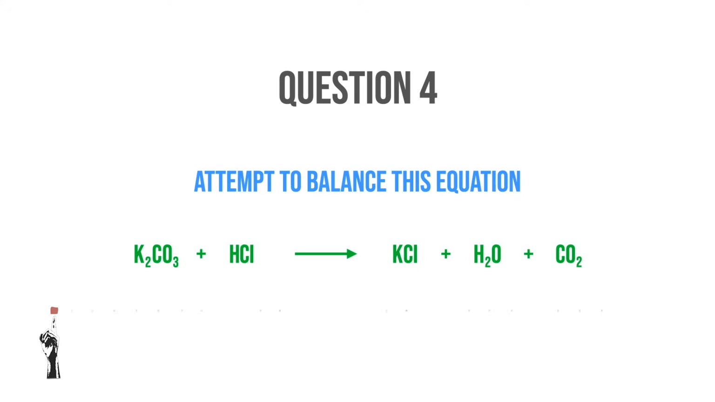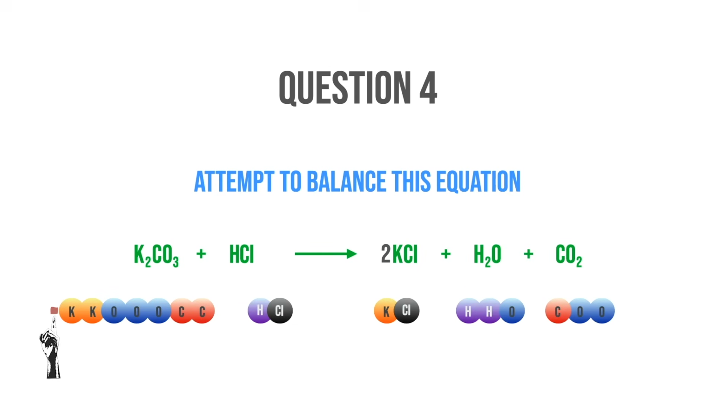In order to balance out the potassium atoms, we will need to add a 2 in front of potassium chloride on my right-hand side. Now, when I placed this 2 in front of potassium chloride, not only did I double the amount of potassium atoms on my right-hand side, but also the number of chlorine atoms. You will also notice that water has 2 hydrogens, but my acid only has a single hydrogen atom. Therefore, if I were to place a 2 in front of hydrochloric acid, it would not only balance out the added chlorine atoms, but also the hydrogen atoms. This equation is now balanced.